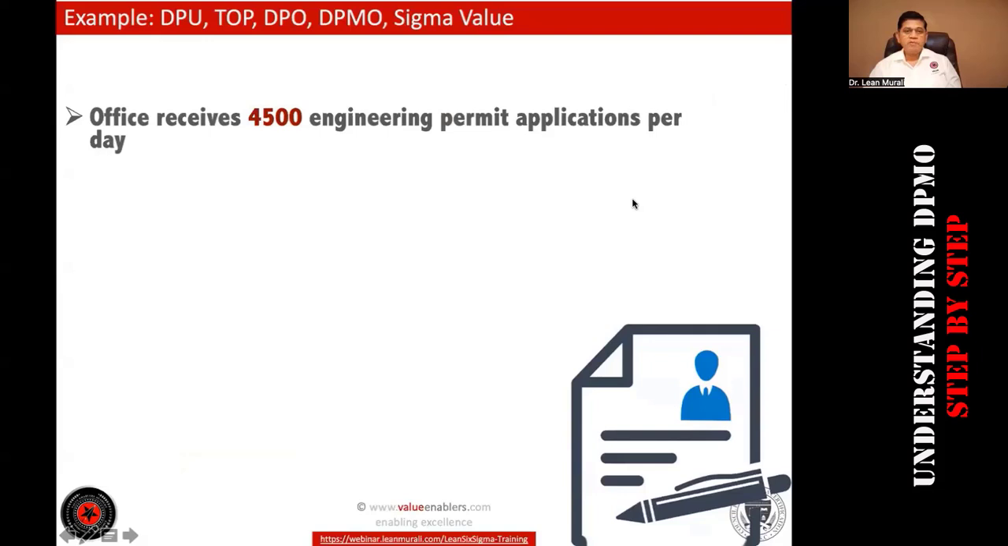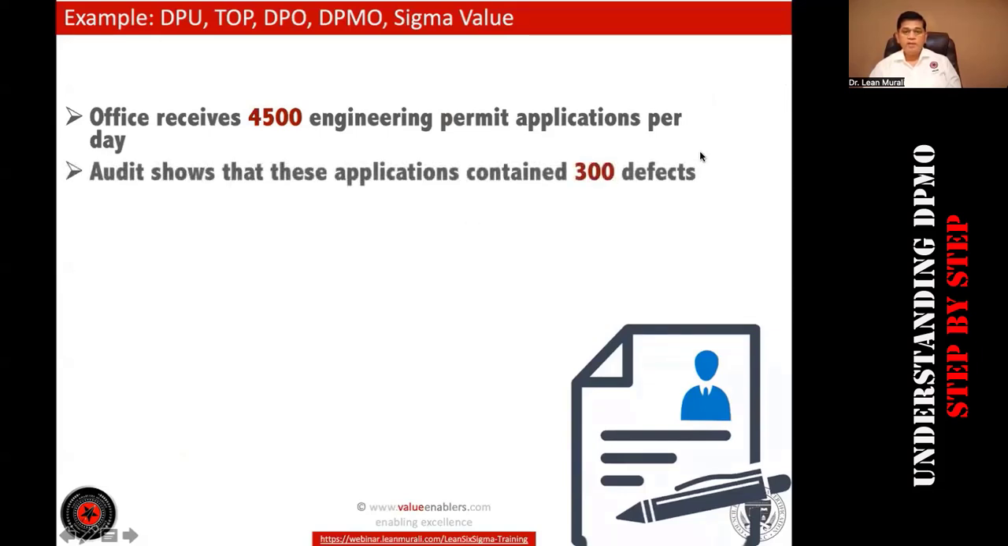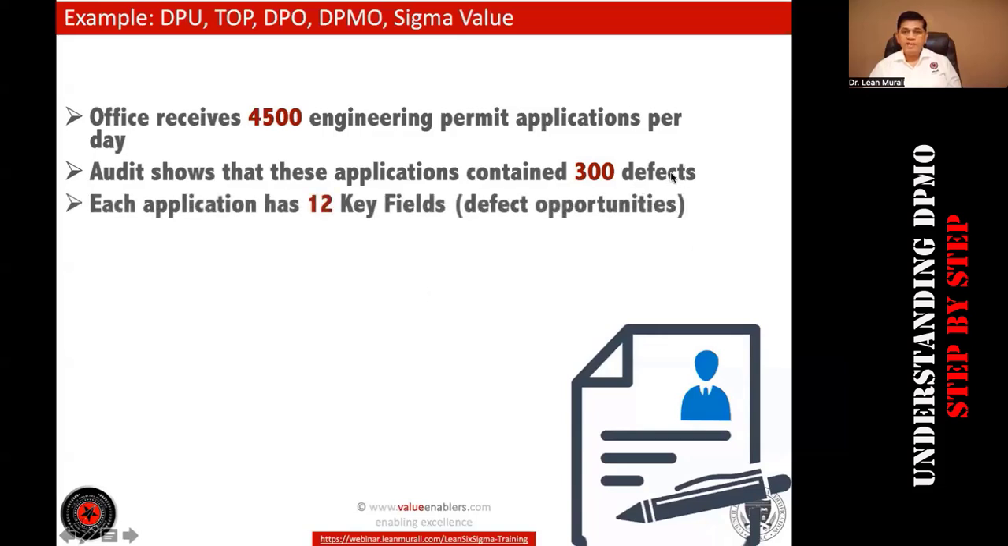Another example is 4,500 permit applications per day. The audit shows that there are 300 defects. There are 12 key fields, which is the number of opportunities per application. So what is the total number of opportunities in this case? Let's quickly see who answers this question. You need not give me the value, you can just say this into this, that is enough. 4,500 into 12 is the total number of opportunities.